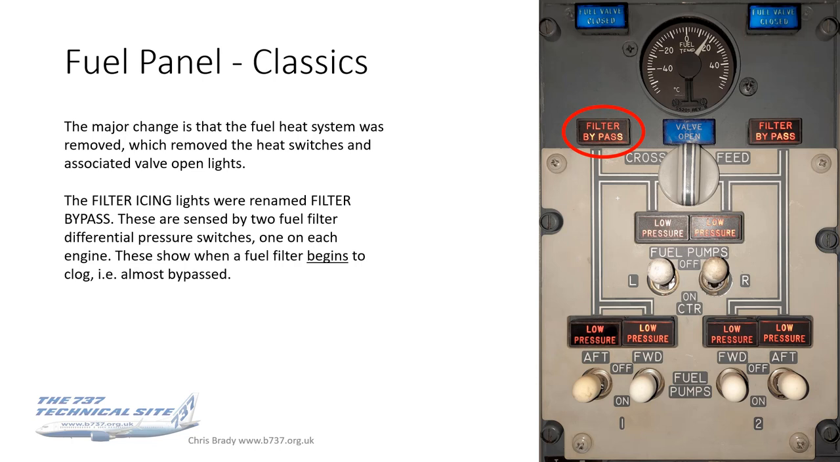It's sensed by two fuel filter differential pressure switches, one on each side, and perhaps importantly, they show when the fuel filter begins to clog. So it's when you've got an impending bypass. So contrary to what the caption might say, which could indicate that your filter has bypassed, it actually comes on early, a bit before the filter is clogged, to give you a chance to do something about it, which is very helpful of Boeing to design it that way.